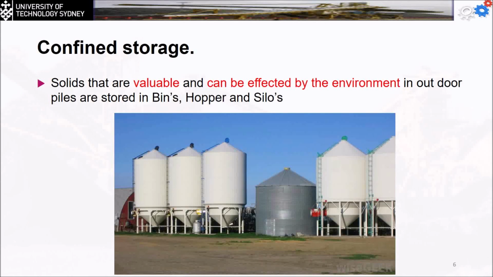The other type is the confined storage. Usually, something that will be consumed later shouldn't be left in the open area. So the solids that are valuable and can be affected by the environment in outdoor piles are going to be stored in bins or hoppers or silos. So now we have bins and silos because actually the hopper is part of the bins and the silos.